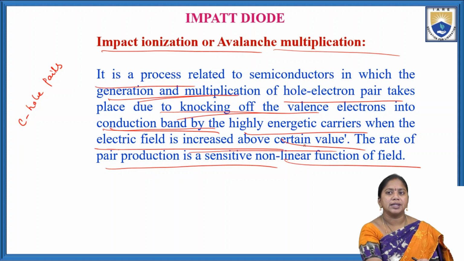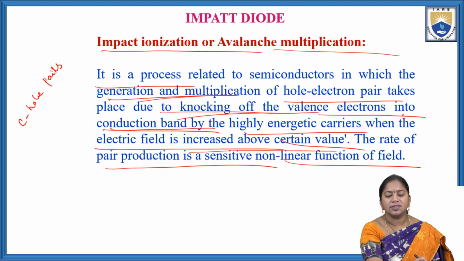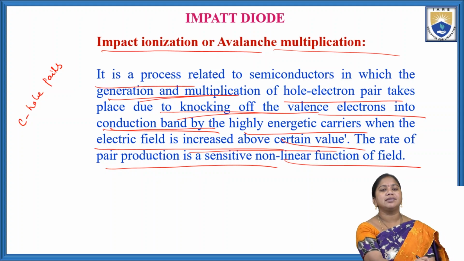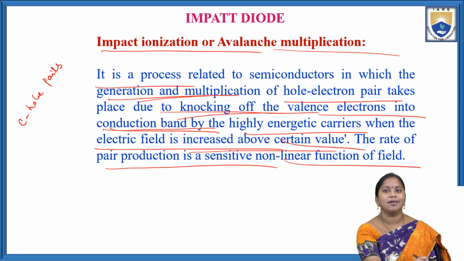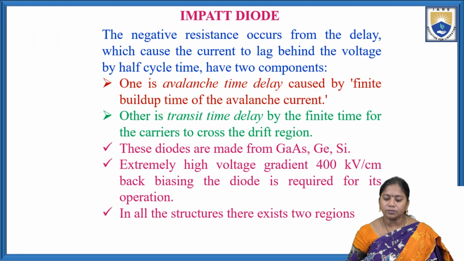If you increase the electric field above a certain value, highly energetic carriers knock valence electrons into the conduction band. So the rate of pair production is a sensitive and non-linear function of the field.